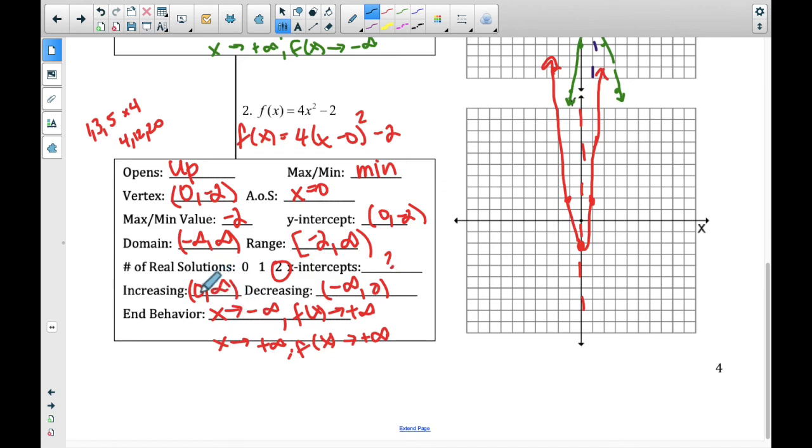It is increasing from 0 to infinity. That is, from 0 to infinity, it's going up. And from negative infinity to 0, these are the x values, it's going down. The end behavior, both sides are going towards positive infinity. Okay, once again, if you have questions, write your questions in the margins.